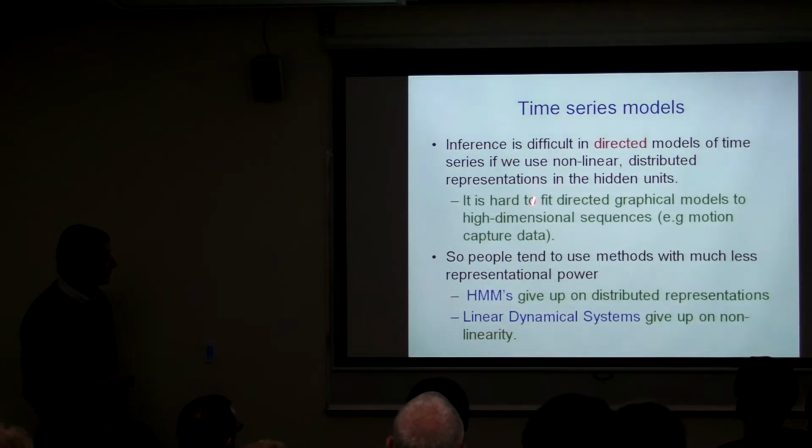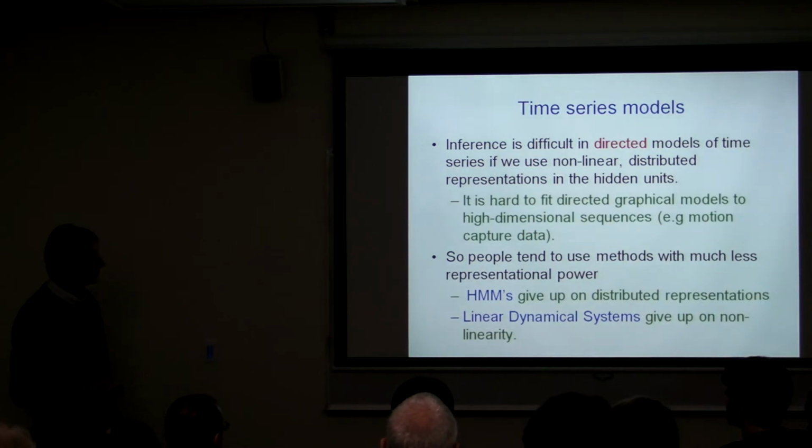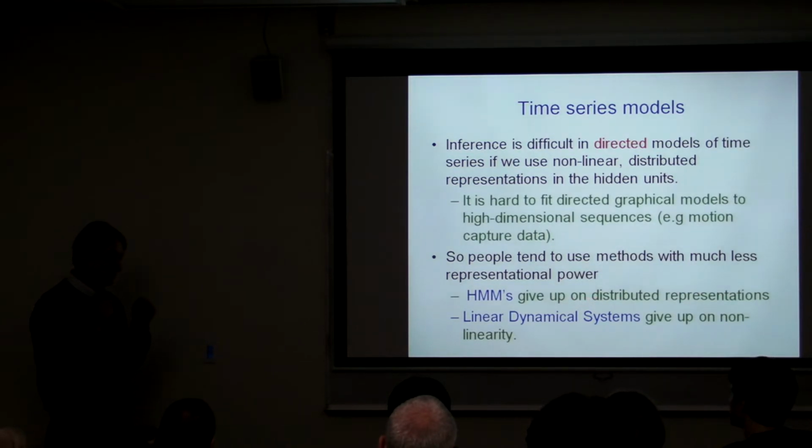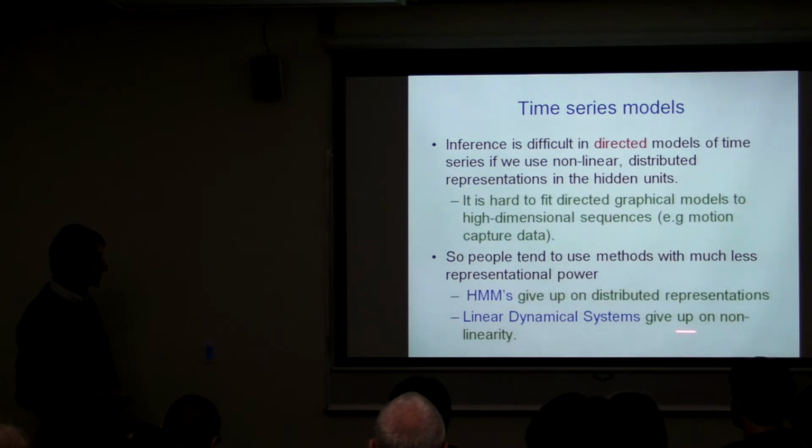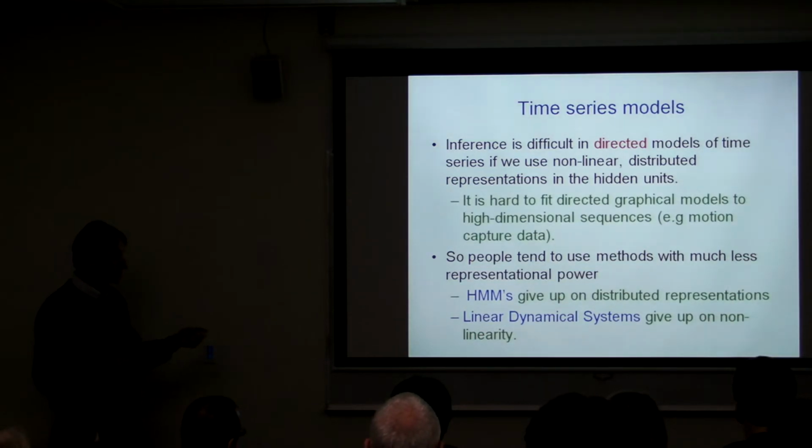Okay, we're now going to apply the same ideas to learning time series models for fairly high-dimensional time series. Not as high-dimensional as video. Most people use directed models. It's hard to fit those to data if they have nonlinear representations that are distributed. The easy ones to fit are HMMs, which have localist representations. That is, when they run as generators, each frame is generated by just one node. Or linear dynamical systems that have distributed representations but are linear.